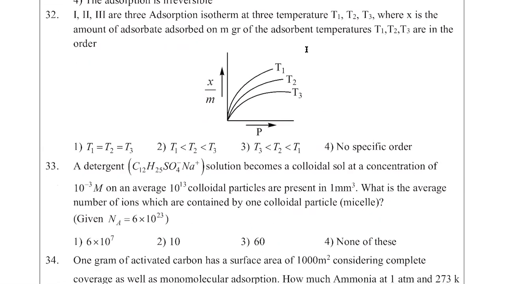1, 2, 3 are the isotherms. T1, T2, T3 are temperatures given. How are they going to vary? This is from Freundlich isotherms. We have directly learned this, correct? That is T3 will be greater than T2 will be greater than T1 at any particular pressure. So that should be answer 2.